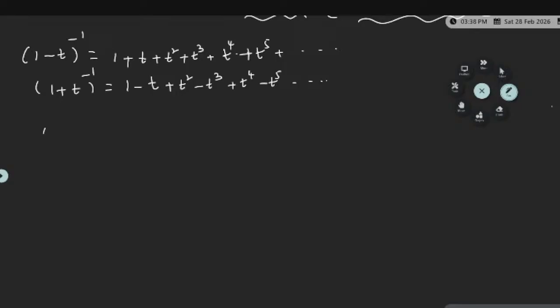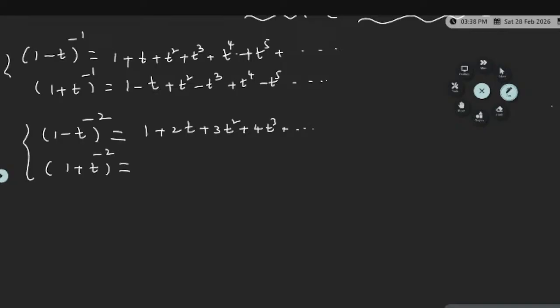If you see this second series, 1 minus t whole power minus 2, this is 1 plus 2t plus 3t square plus 4t cube, and so on. And if one is positive, another one is negative, can you please tell me what is the formula? 1 minus 2t plus 3t square.